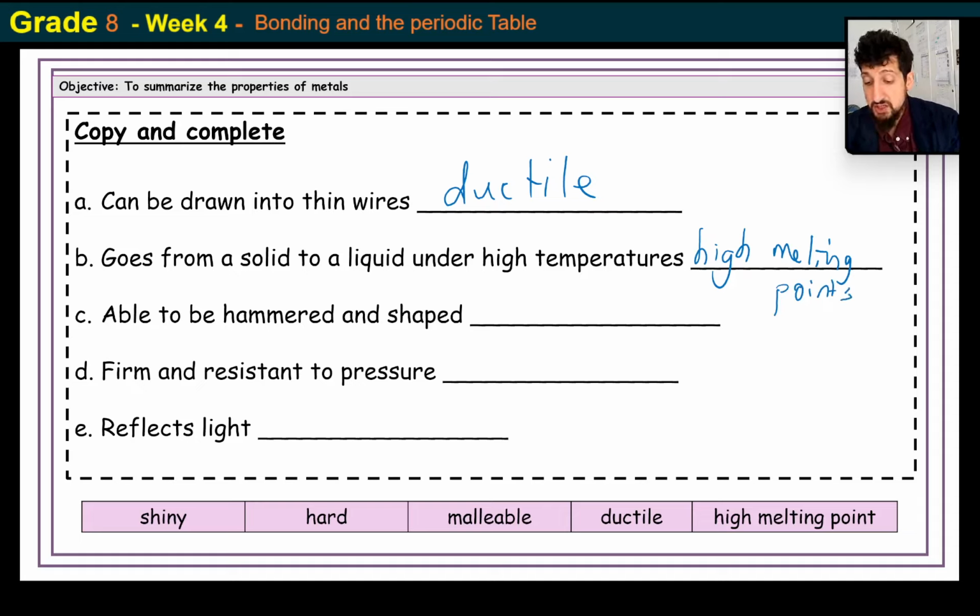Able to be hammered into shape, we've already explained that one. That one is malleable, able to be hammered into shape. Firm and resistant to pressure, hard. And reflects light, shiny, also known as luster.